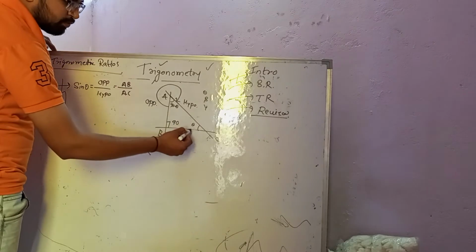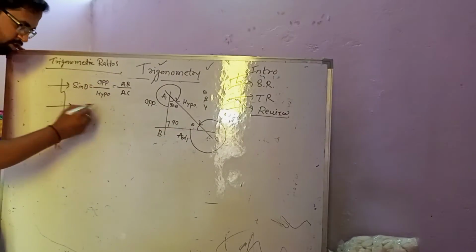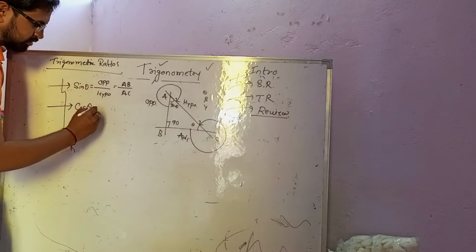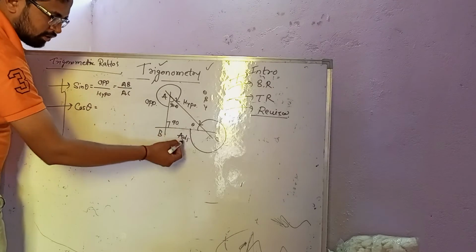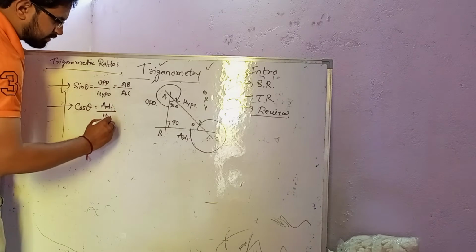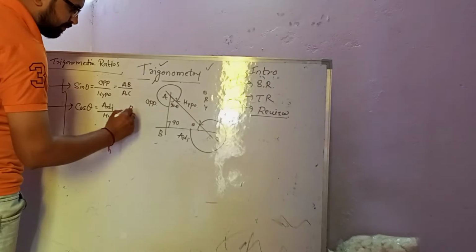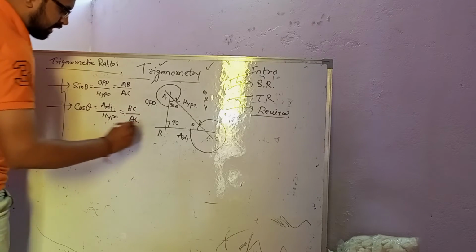Now again, starting from here and moving towards here, the second ratio is cos theta. You start from the adjacent side, to the hypotenuse. In terms of side names, you can name it BC upon AC. And the third one is tan theta.